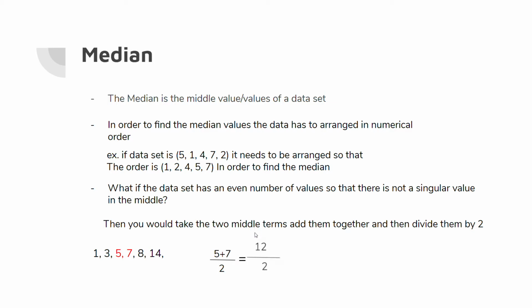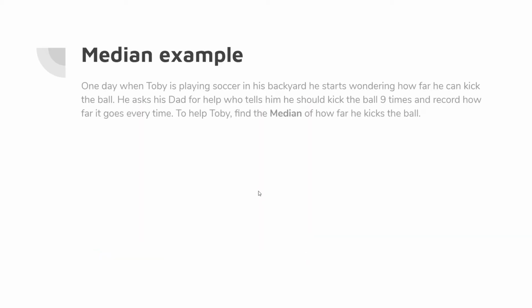Okay, 5 plus 7 is 12, and then that's going to be divided by 2. Once again, I'm going to save you some time and do the division myself. So 12 divided by 2 would be 6. Okay, let's go back to Toby here. So now instead of wanting to find the mean, Toby wants to find the median.